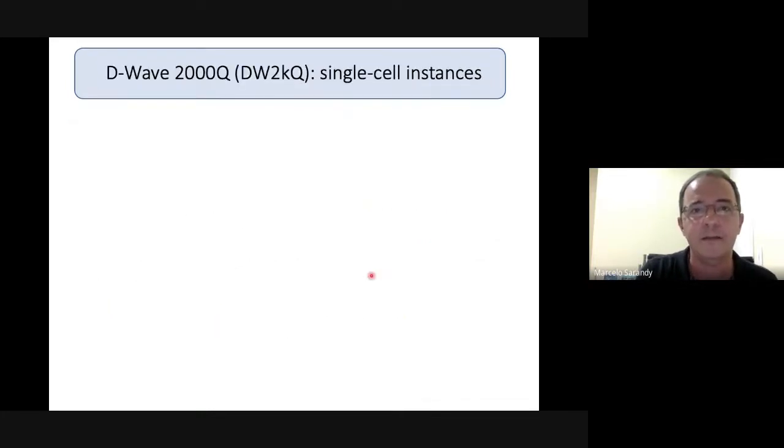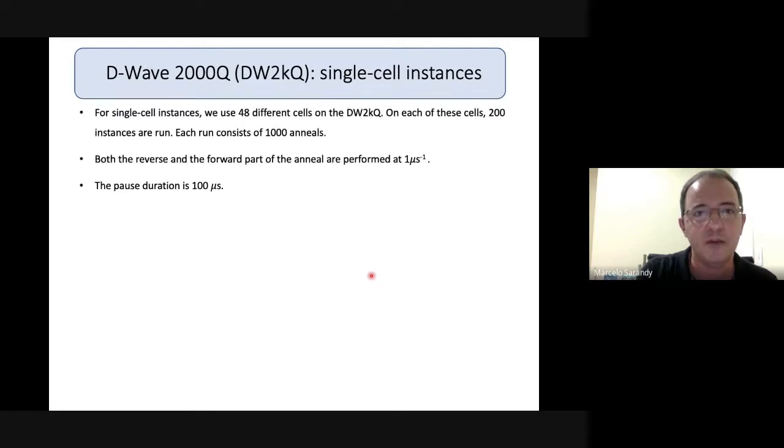So the experimental results are the following. First, we consider single cells, and then we use 48 different cells. On each of these cells, we run 200 instances of disorder, 200 realizations. Each run consists of 1,000 anneals, annealing processes. And then we average all of these at the end.